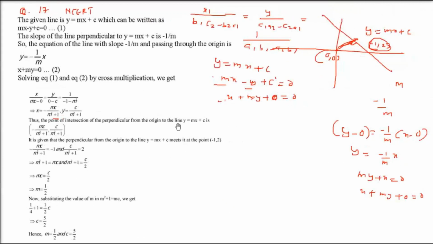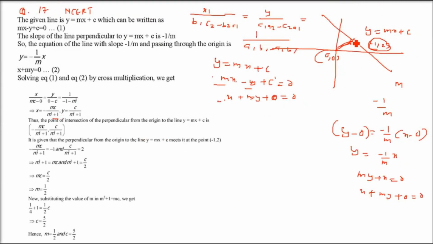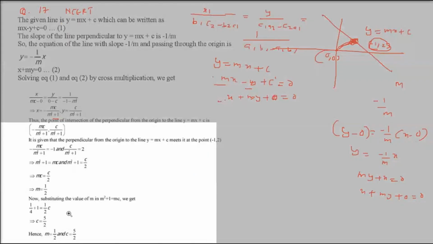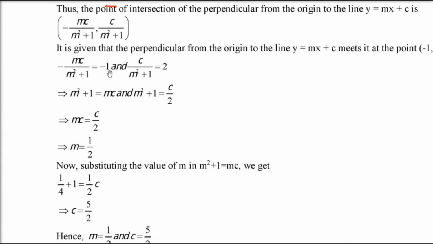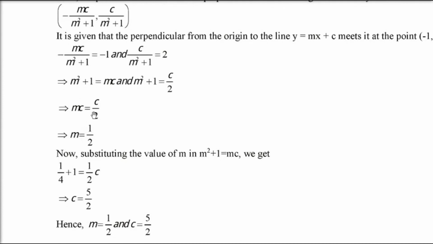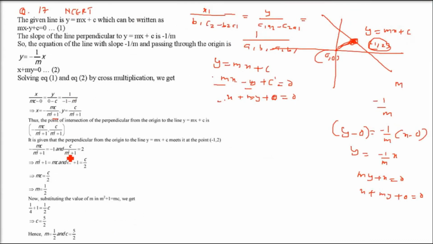Now we know that these two points are -1 and 2, it is given in the question. So we have minus mc by m square plus 1, which we equate to minus 1 because that is the point. And the second, c by m square plus 1, is 2. Now we get an equation and we are going to find m and c here. I hope you will be able to do it. And m will be half, c is 5 by 2, and this was to be computed.